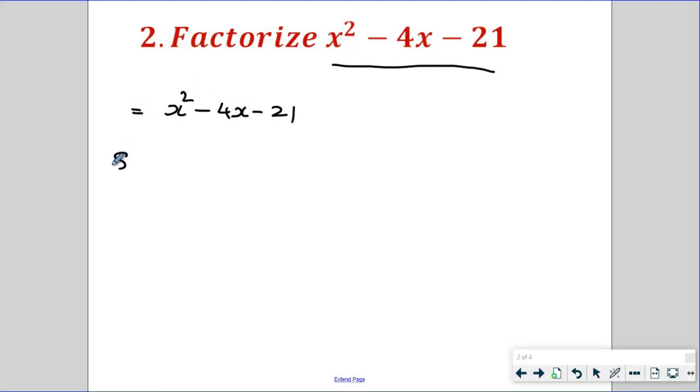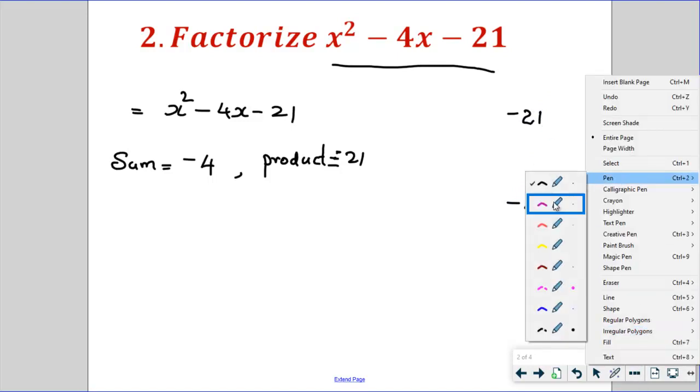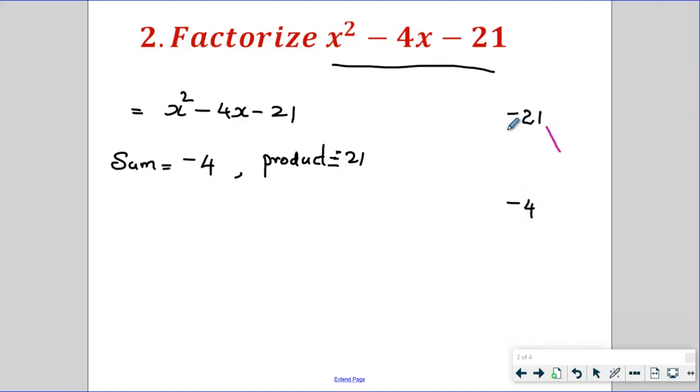So here we can write sum is equal to minus 4 and the product is minus 21. So you have to find out the factors. What are the two factors? If you multiply, the product becomes minus 21. If you add, the sum becomes minus 4.